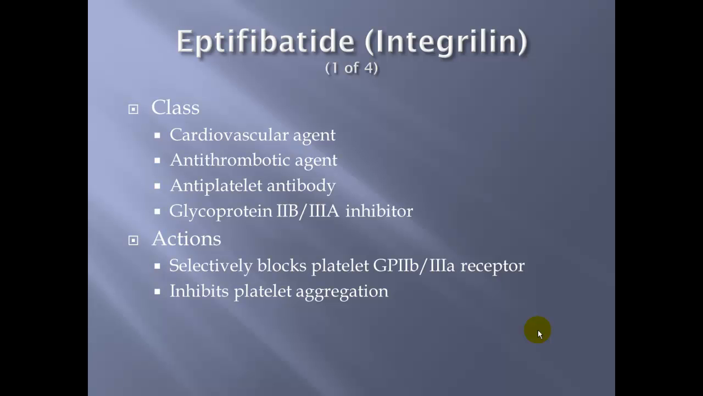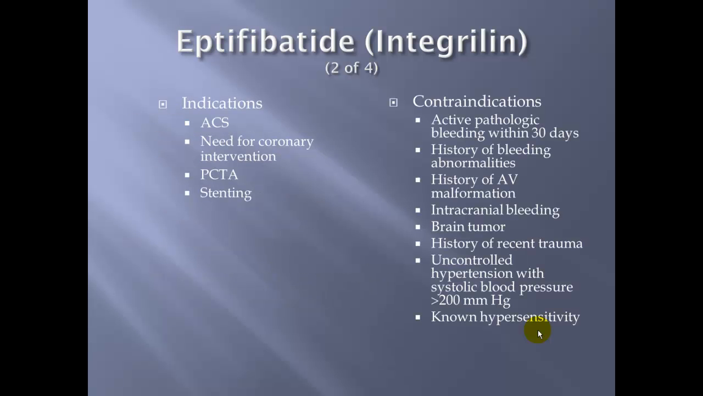Integrilin. Class: cardiovascular agent, antithrombotic agent, antiplatelet agent, glycoprotein 2b3a inhibitor. Action: selectively blocks the platelet glycoprotein 2b3a receptor, and this is like a super aspirin. This is going to stop the platelets from sticking together or aggregating. Indications: acute coronary syndrome, need for coronary intervention, percutaneous transluminal angioplasty or stenting.